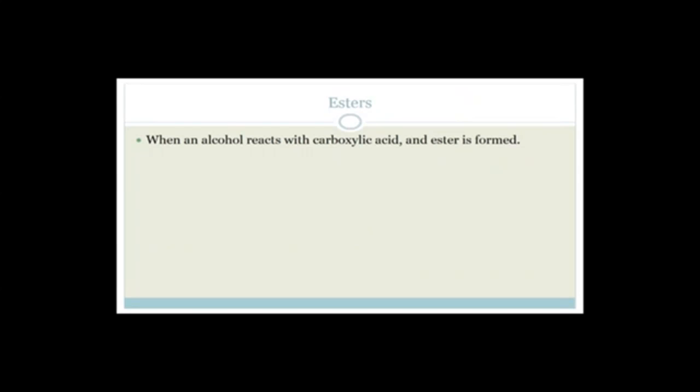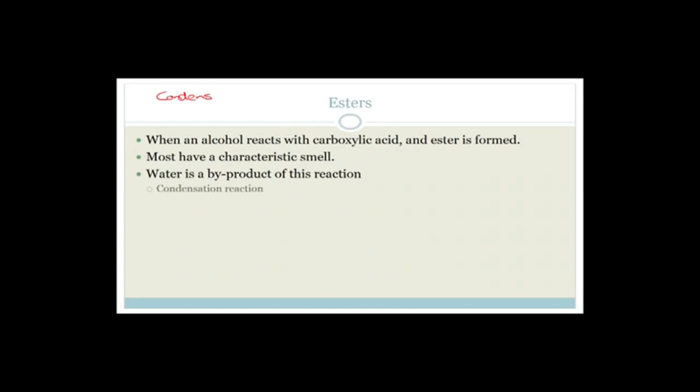Okay, ethanoic acid. Now let's talk about esters. When an alcohol reacts with a carboxylic acid, an ester is formed. Okay, when alcohol reacts with a carboxylic acid, an ester is formed, and it's one of the more important reactions. Now, it has a very characteristic smell. They're very sweet, they're very fruity type of smells. And there is a byproduct, and the byproduct is water, which is why this process is either called a condensation reaction, or it's called esterification.